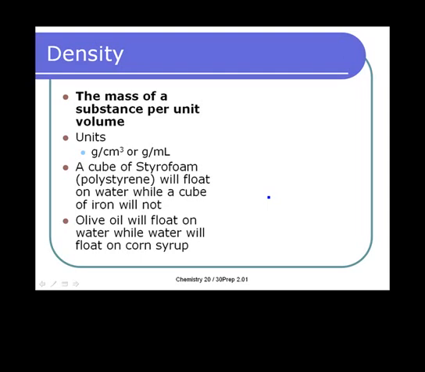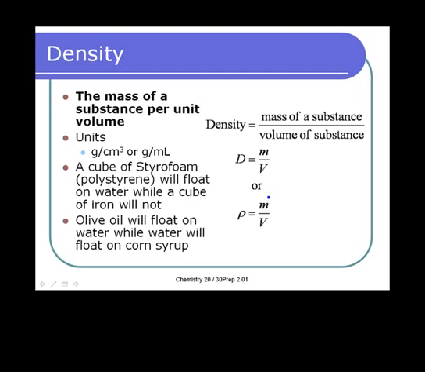Olive oil, another example, shows that even liquids have density. Olive oil will float on water, while corn syrup will actually let water float on top of it. So what that would mean is olive oil is less dense than water, and water is less dense than corn syrup.